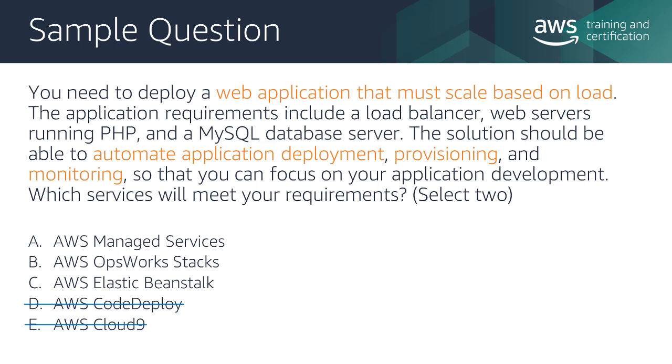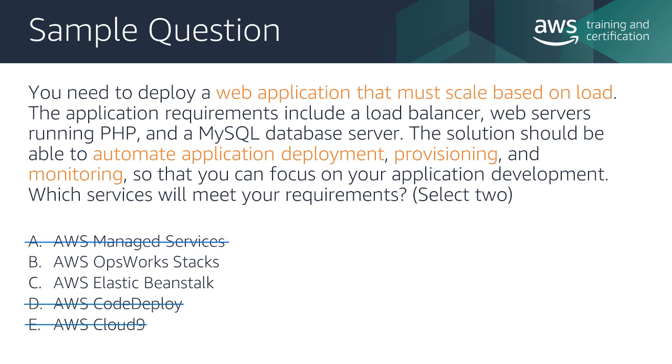Three options left: Managed Services, OpsWorks Stack, Beanstalk. Get rid of option A. AWS Managed Services can deploy the cloud infrastructure, but it does not manage installation, configuration, or monitoring of the applications, just the infrastructure itself. What does that leave us? It leaves B and C, which in both cases can automate deployment, provisioning, and monitoring of the application itself.